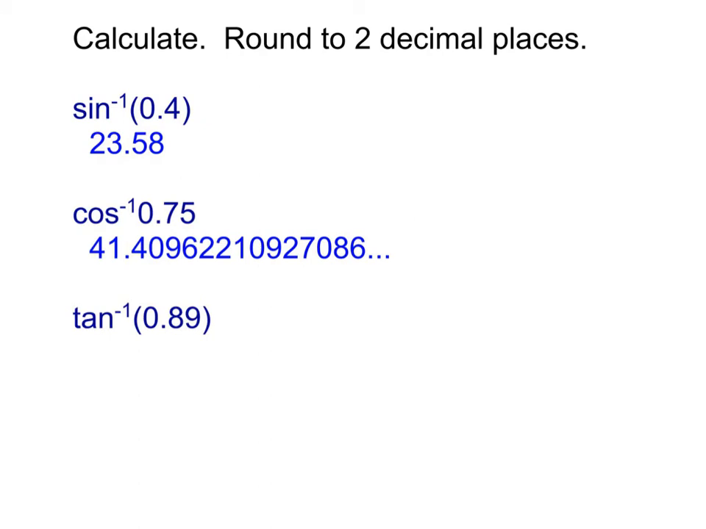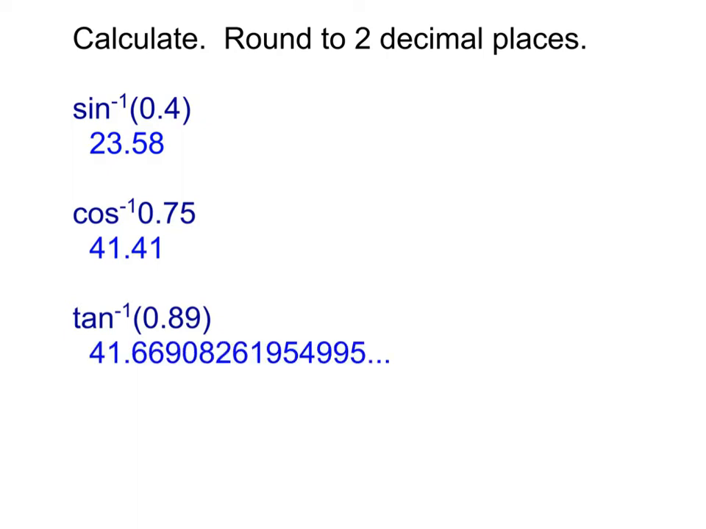For the second one, we're doing inverse cosine, so that's second cosine of 0.75. And again, we round it. So there we get 41.41. And for the last one, inverse tan you should get 41.6690 and so on and so forth, rounded to 2 decimal places, and we get 41.67.